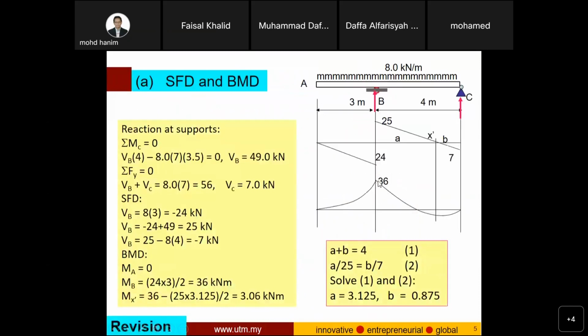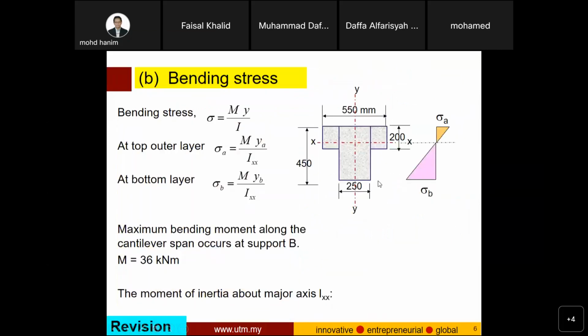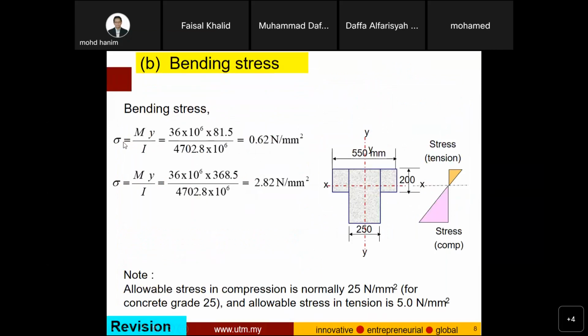Okay, so sigma equals M, 36 times 81, divided by I, gives 0.62. And the other sigma, for the bottom, is 2.82. This one is compression, and here is tension.